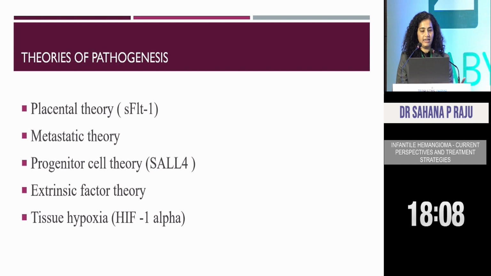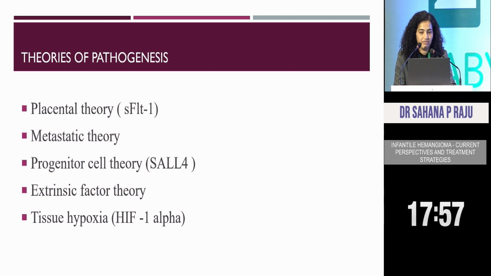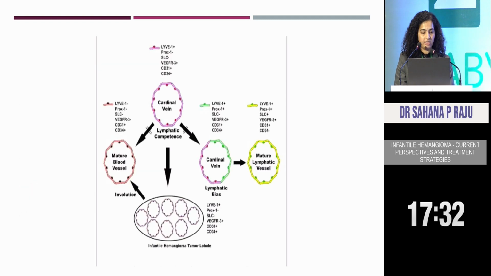I'll not go into a lot of details. The most popular ones are the placental theory and the hypoxia theory. What we need to remember is there is a growth factor called the vascular endothelial growth factor, the VEGF, which is responsible for the formation of blood vessels. The placenta produces a soluble form of this VEGF receptor called sFLT1. As we can all understand, in the postpartum period, there is no placenta, no sFLT1, and there is unopposed angiogenesis. The tissue hypoxia theory, like I already said, involves a lot of antenatal risk factors which cause tissue hypoxia, and this leads to the formation of infantile hemangiomas.